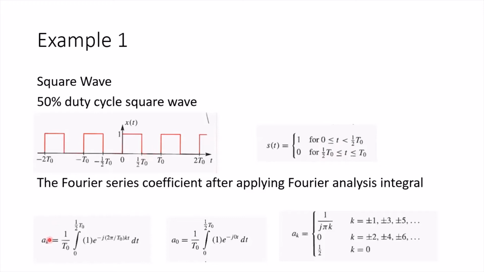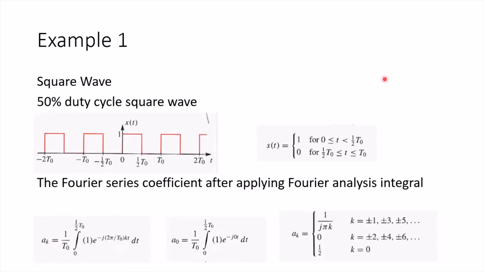So the formula for the complex amplitude a_k is 1 over T naught, integral from 0 to T naught by 2 of 1 times e^(-j2πk t/T naught) dt, and for a naught, that is 1 over T naught, integral from 0 to T naught by 2 of 1 dt. After calculating the Fourier series coefficient, we have this expression. Now we are going to calculate this in MATLAB.